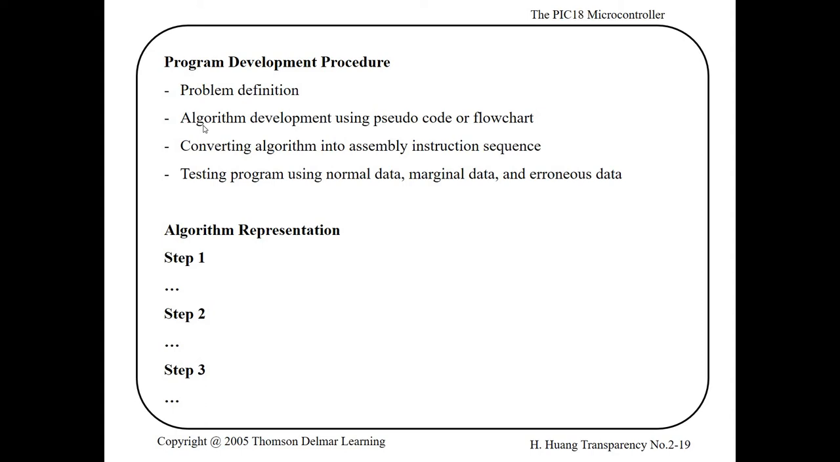And from that, from the data movement, we translated, or converted, the algorithm into an assembly language sequence. We actually convert whatever movements, the diagrams, into possible instruction sequences. We have done that before, right? For example, moving from working register to file register. What are the possible instructions that you can use? MOVFF and also MOVWF. Like that. And then of course you test the program using normal data, marginal data, erroneous data.